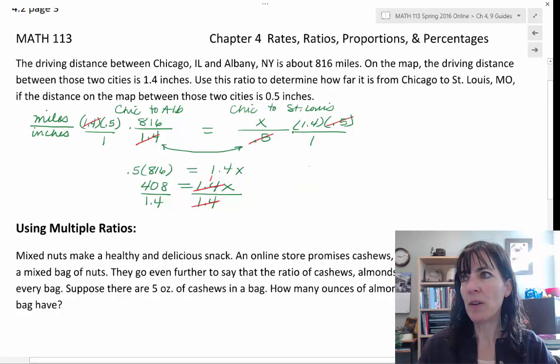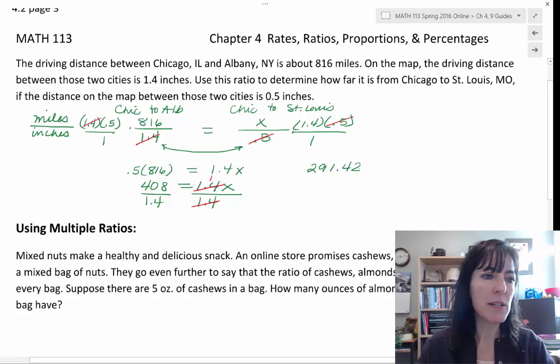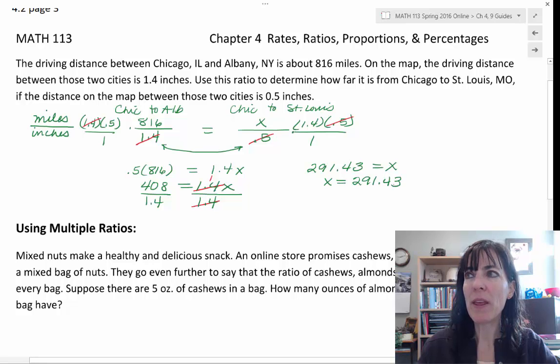I have 291.42, and the next digit's an 8, so I'm going to change that last digit to a 3. And that equals x, or you can flip it over and it's x equals 291.43. And when I look back at my problem, x is miles because it's in the numerator and I put all the miles in the numerator. So the 291.43 is miles.